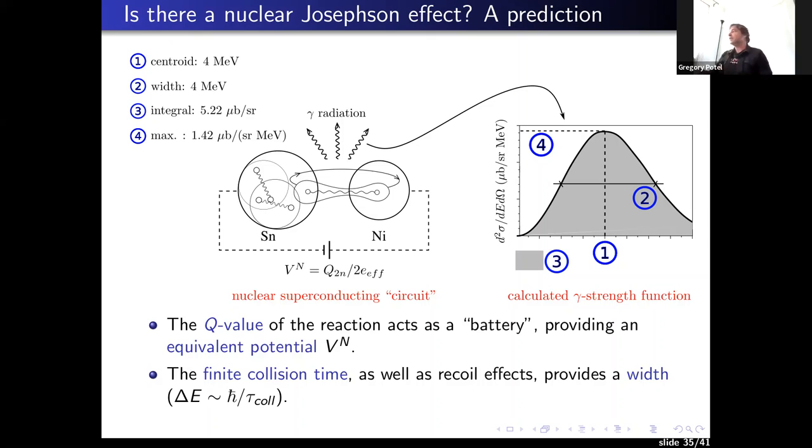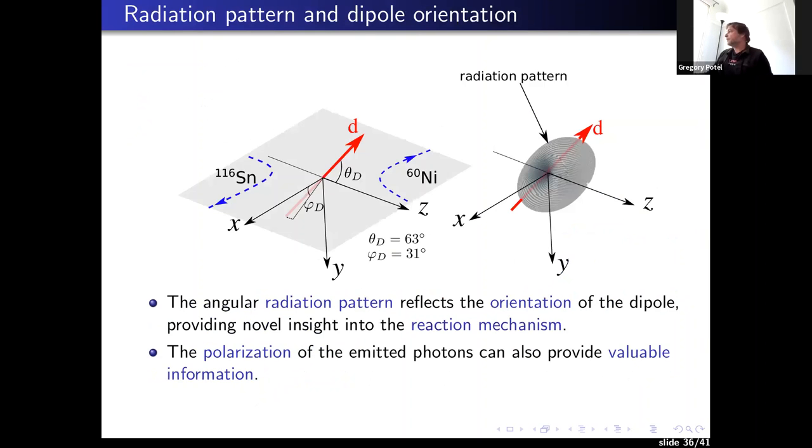The reason for that is that we have a spread in energy because we have a finite collision time. So we have a corresponding uncertainty in the energy, and also we have some recoil effects. It's as if you were shaking the two superconductors, one across the other, and that of course induces some spread. So this is our prediction. Next slide, and I'm almost done.